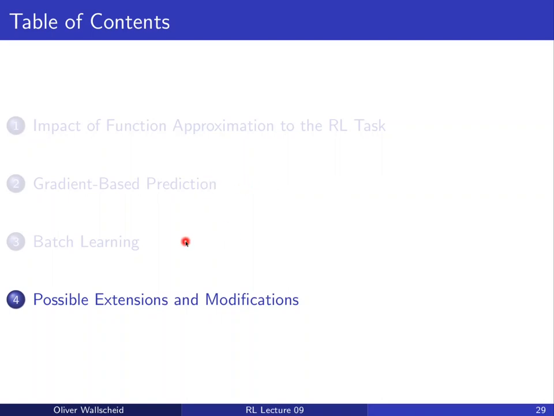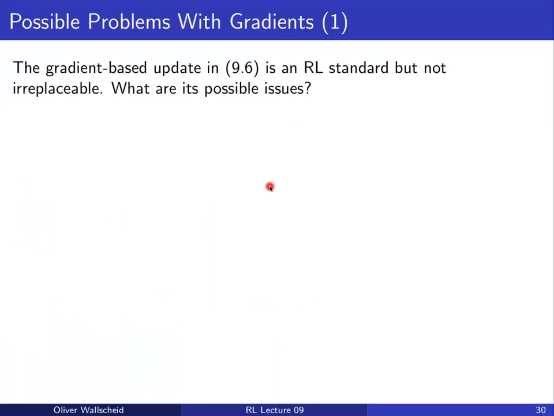Never mind, for the end of today's lecture, we want to have a little discussion on possible extensions and modifications which are beyond gradient-based prediction. Because, as we have discussed, gradient-based prediction in the reinforcement learning sense can have some possible issues. However, as I said, it's also a standard approach to solve reinforcement learning prediction with gradient-based updates. However, what are the possible drawbacks?